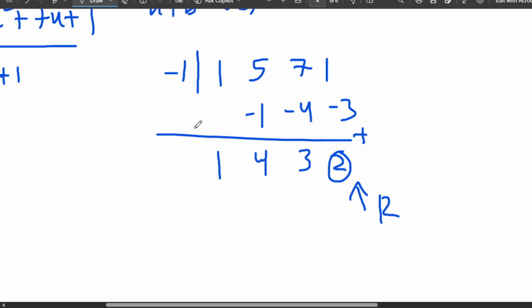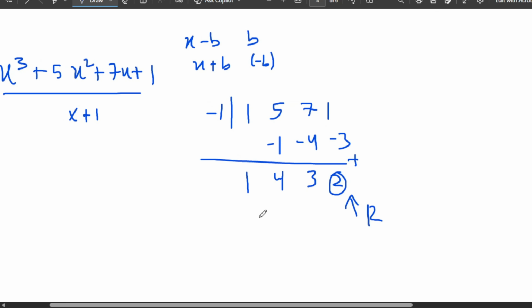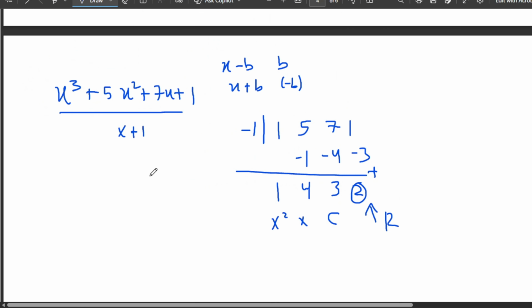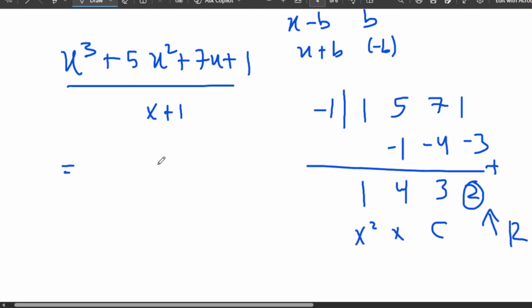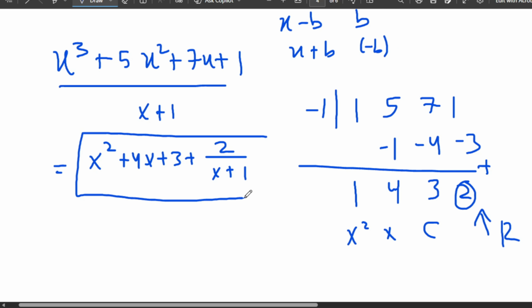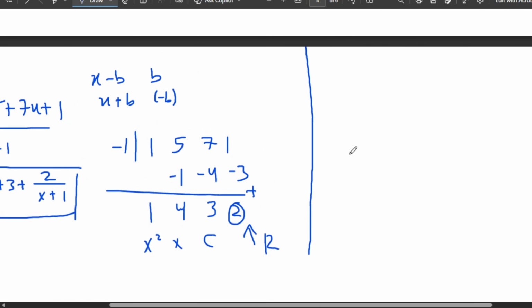When we have a highest degree of x cubed, then this is lower by 1 degree, so this is x squared, this is the x, and this is the constant c. So this would be what? X squared plus 4x plus 3, and then plus 2 over x plus 1. And let's check with the long division.